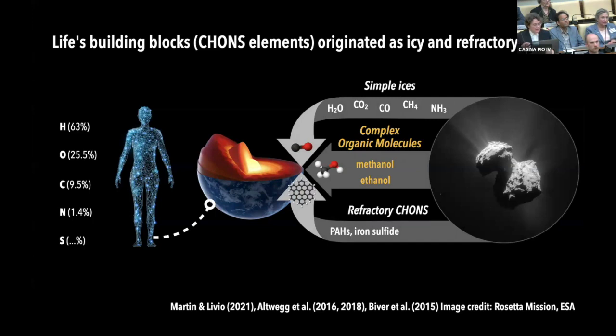And these planetesimals, like Comet 67P, may have delivered both simple ices as well as larger complex organic molecules and perhaps refractory species like the PAHs or iron sulfide. So we want to understand how these elements get into other planets. We need to understand how these molecules and solids formed.